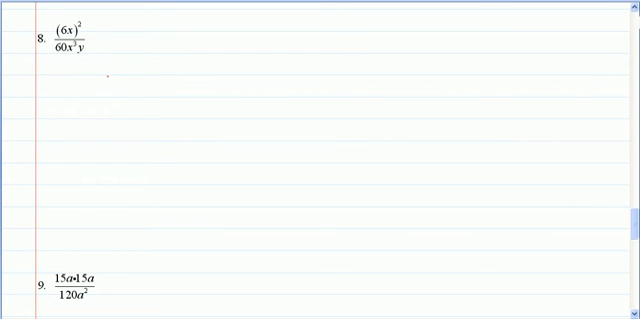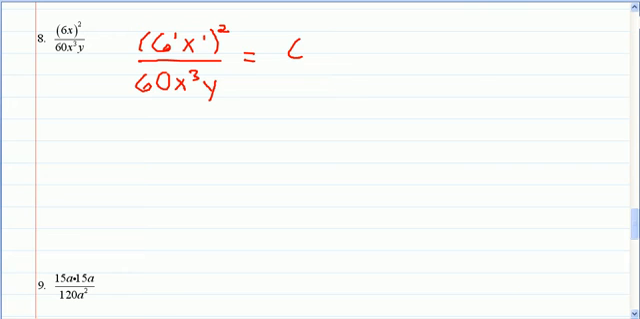For number 8, we have two properties, property 2 and property 3. I'm going to solve property 2 first because I have parentheses around the 6x. So if I write 6x squared, I'll put 6 to the first, x to the first, to remind myself that that 2 will multiply by both of the exponents. So that I end up with 6 squared x squared, and this is still over 60x cubed y.